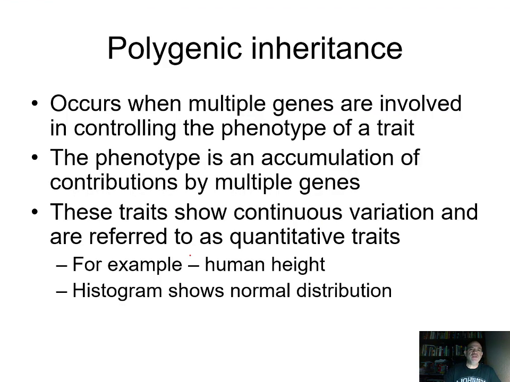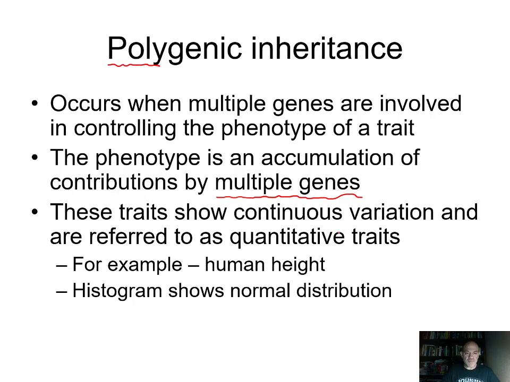Okay, so the first one we're going to look at is polygenic inheritance, and polygenic means more than one gene. So here, like skin color, for example, or human height, multiple genes are involved in giving us the observed phenotype that we get for a trait. So in this case, the phenotype is the accumulation, or the summing, of the contribution from the multiple genes involved. Okay. And we might use human height, for example. This is the reason why we don't just have tall and short people. We have a range of heights.